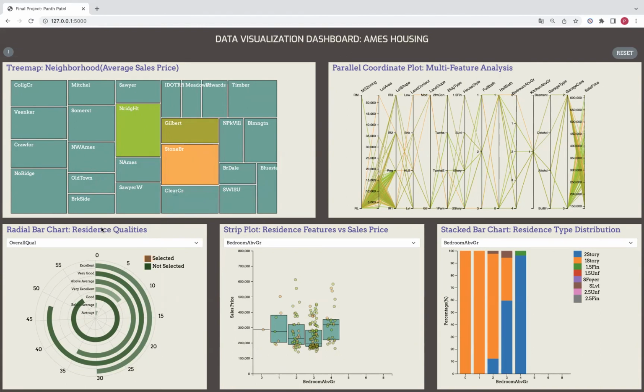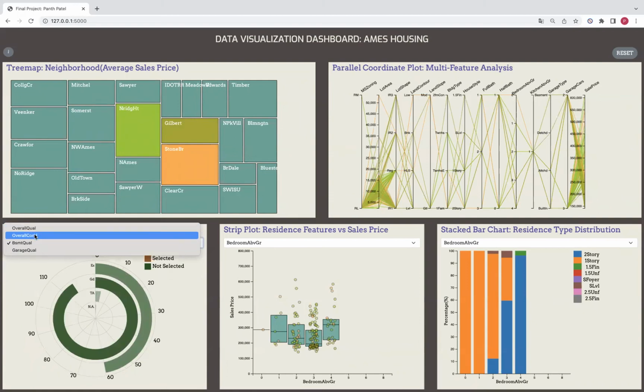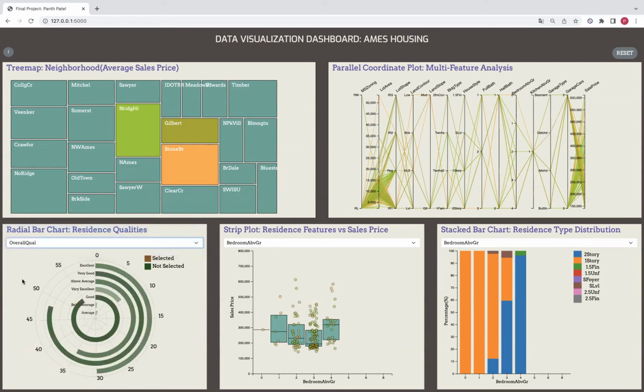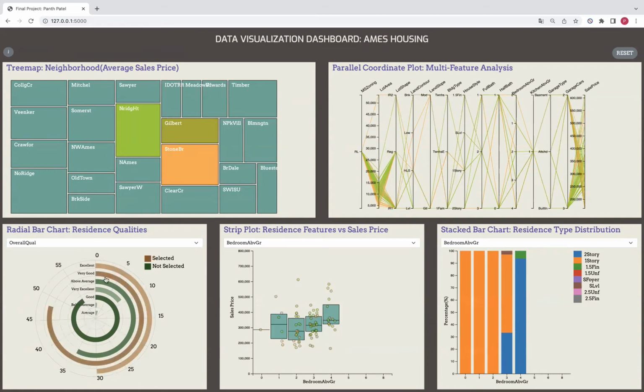And to the bottom of the tree map, there is this radial bar chart, which gives information about the different quality types of the residents in these neighborhoods. There are different types of quality which the user can select: overall quality, overall condition of the house, basement quality, garage quality. There's also clicking applicable on the radial bar chart.